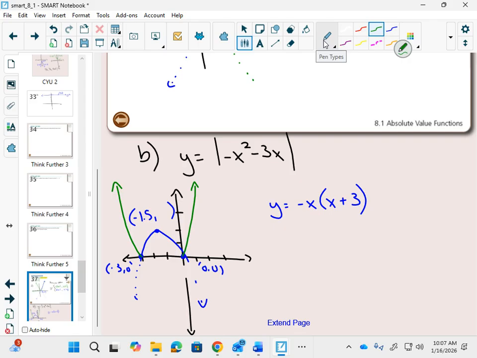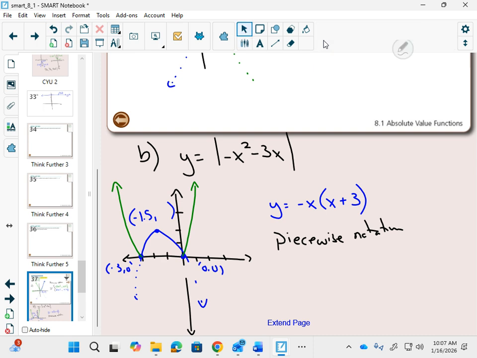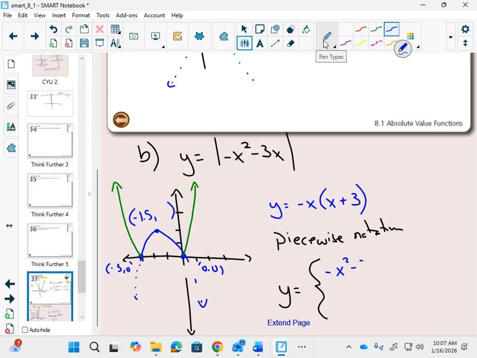Okay. Piecewise notation. y equals. Sometimes it's easy to start with the part that didn't change, that didn't get flipped up, right? The blue part, which I'll write in blue here, was negative x squared minus 3x. The inside is what we graphed first. When do we have that blue part? Between -3 and 0.